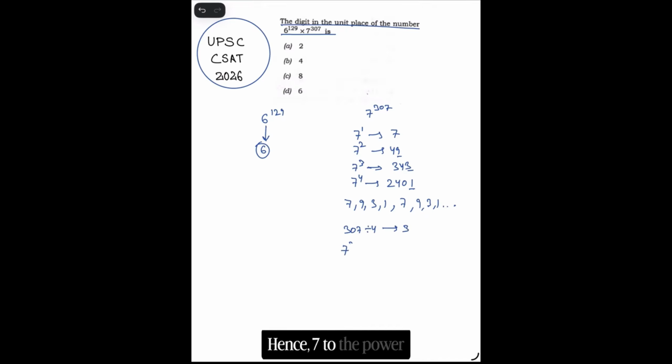Hence, 7 to the power 307 will end in the same digit as 7 to the power 3, which is equal to 3. Now we'll multiply both the digits. 6 into 3 is equal to 18. The unit digit is 8. Hence, the given number 6 to the power 129 into 7 to the power 307 will end in 8, and the correct answer is option C.